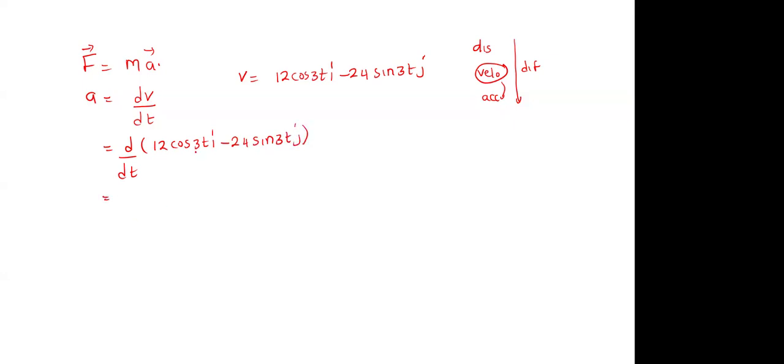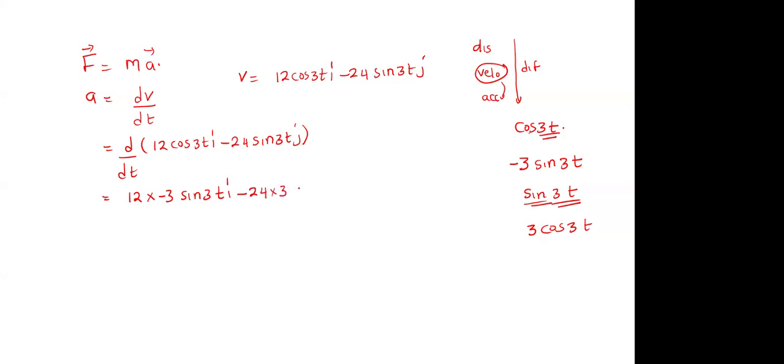Now, when we differentiate, we are going to differentiate what is inside. You can even first do cos 3t. When I differentiate, I first differentiate the angle, which is 3. Differentiate cos, which will give me a negative sine of 3t. When I have sine of 3t and I'm differentiating, I first differentiate this, which is 3. Sine, when you differentiate, it is cos, then write the original angle. So here we shall have 12 times negative 3 of sine of 3t i. Then here I'll have minus 24 times the 3 cos of 3t of j.